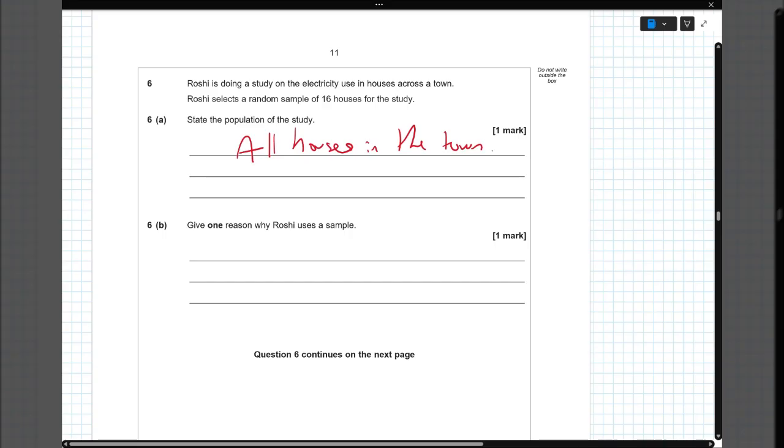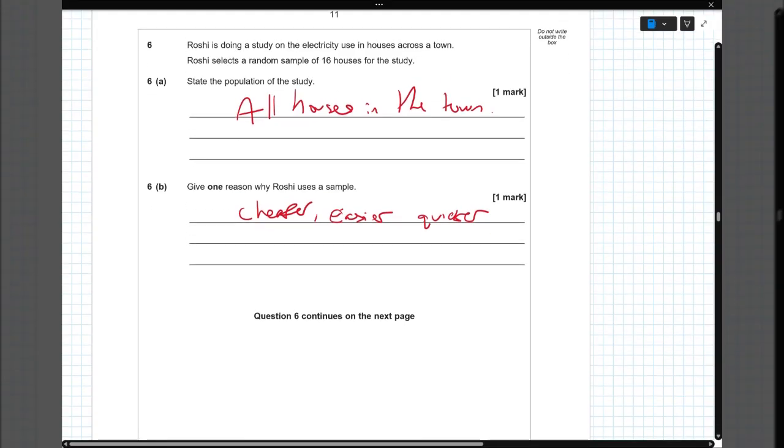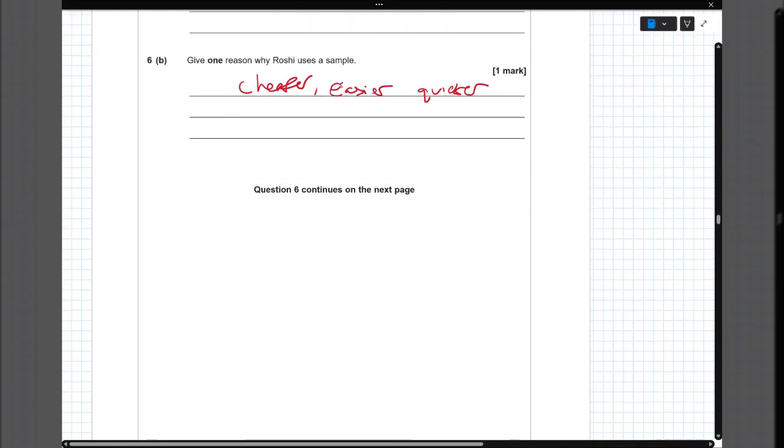Give one reason why Roshi uses a sample. Well, because it's cheaper, or it's easier, or it's quicker. Okay, so rather than doing a population where he'll be looking at every single person and it will take him forever, he's using a sample to get the work done.